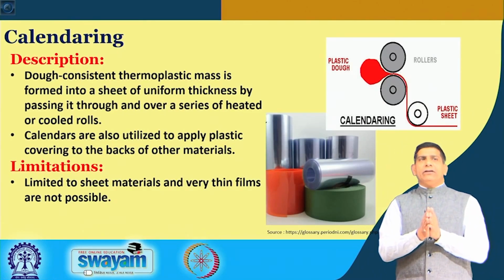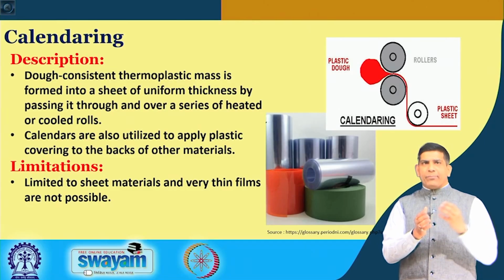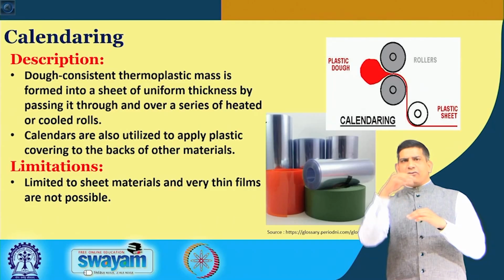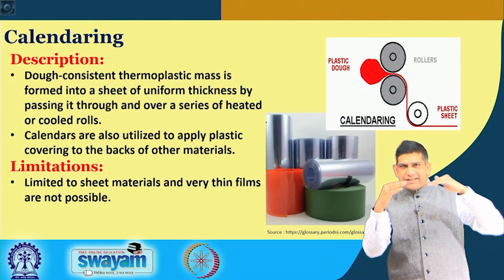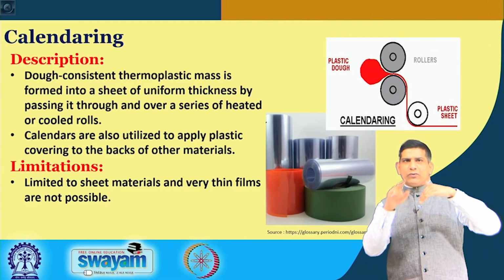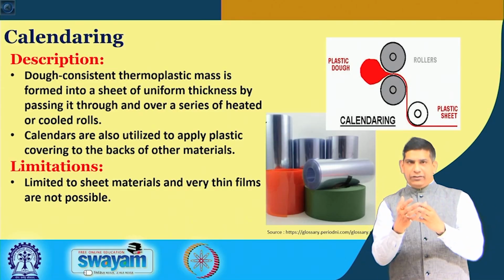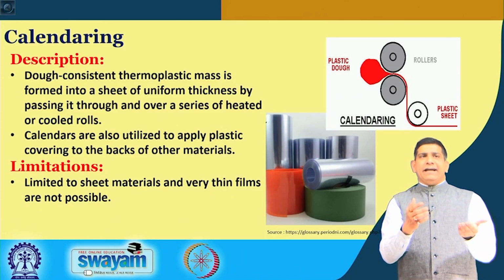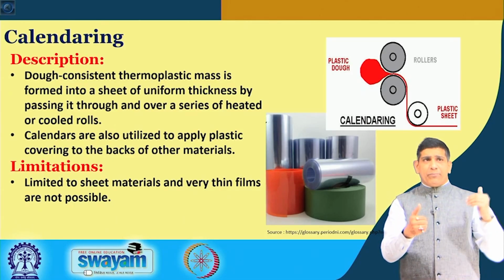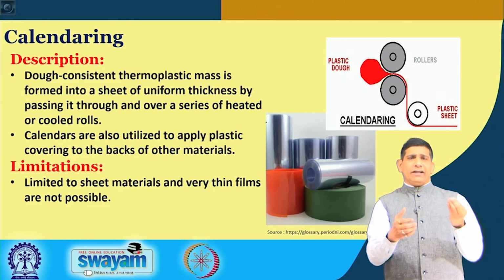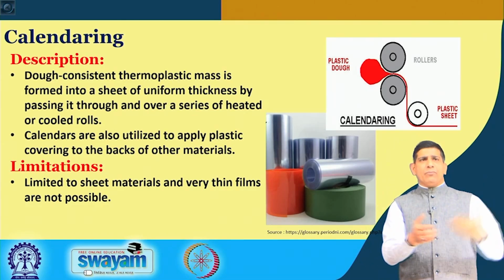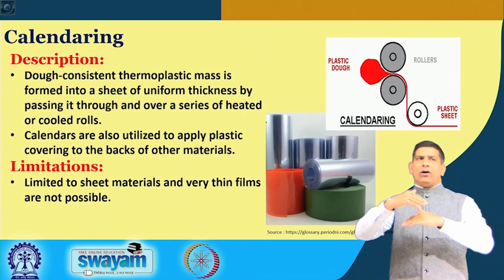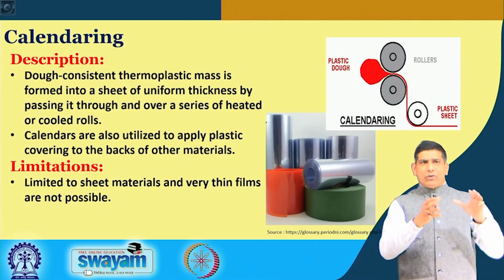Another process we use is calendaring. Calendaring is where you take a plastic dough and there will be two rollers. The rollers will be rolling, as you can see on top. There are two rollers which make a nice plastic sheet that goes through another roller. As you can see in the photographs, you make a dough, like a paste, a thermoplastic mass, and you form it into a sheet of uniform thickness by passing it through a series of heated or cooled rolls, and then it is used.